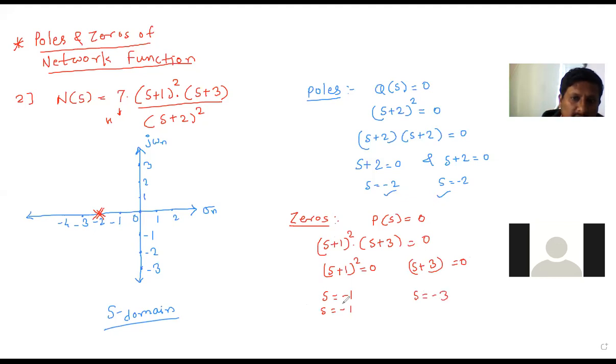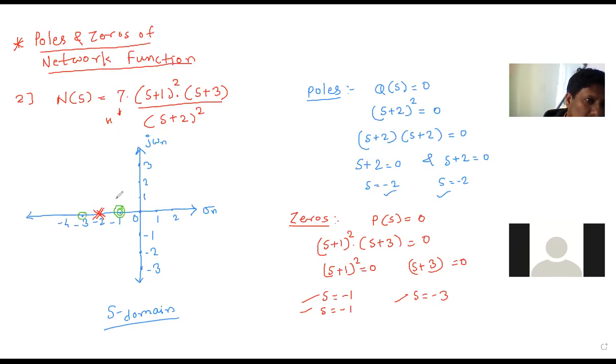So all are the 0 locations. So you can plot the zeros at S is equal to minus 1. Now minus 1 is here; we have to plot 2 zeros here, so you can draw one on top of the other. This is 1 zero, this is another zero. So 2 zeros you can mention at S is equal to minus 1. Now at S is equal to minus 3 there is one more zero. So total 3 zeros are there, so you can show that.